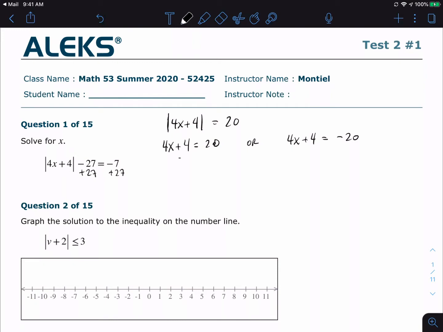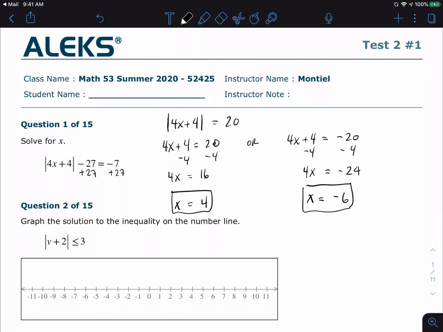So with this one, I'd subtract 4, so I'm going to get 4x is equal to 16. And then dividing by 4, I should get x is equal to 4. On the other side, I'll subtract 4, so 4x will equal a negative 24. And so x will equal a negative 6. And so you have two answers with this problem.